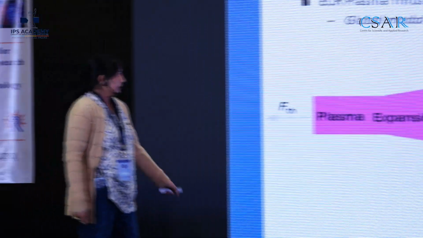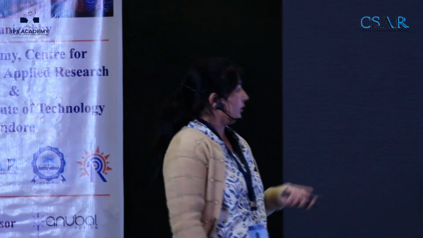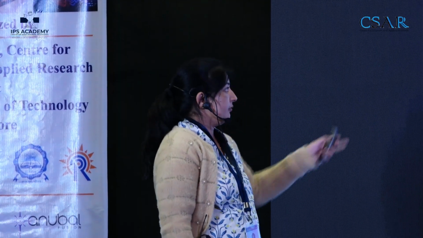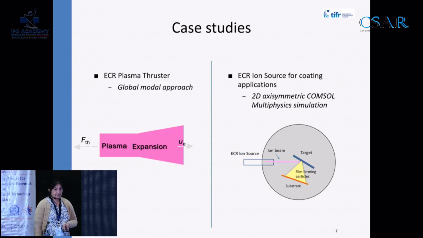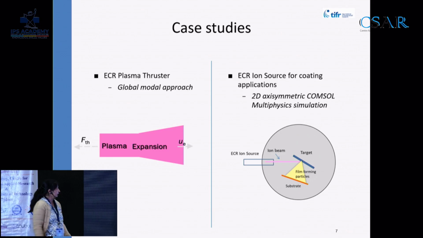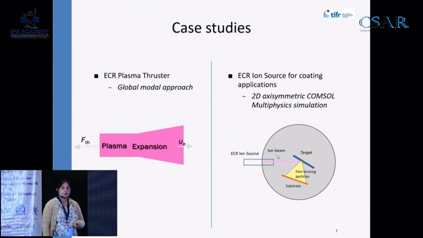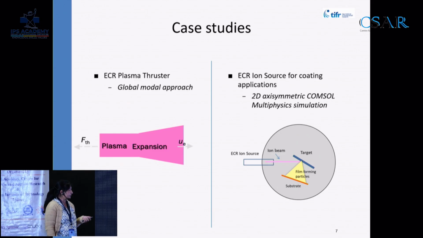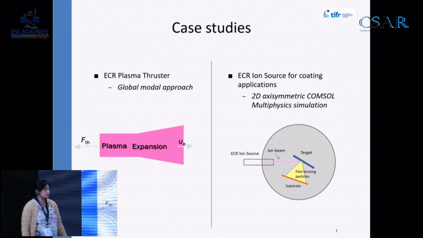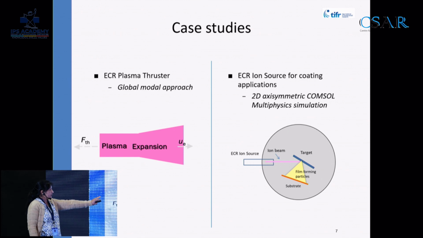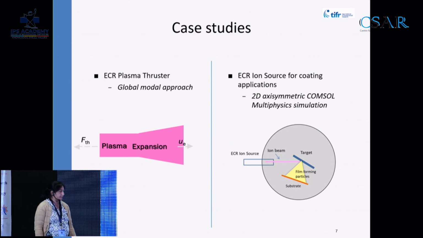In this talk today, I'll explore two case studies. One is the ECR plasma thruster, where I have done experimental characterization as well as a simple global model approach to validate those experiments. The second case study will be an ECR ion source, which will be utilized for coating applications.